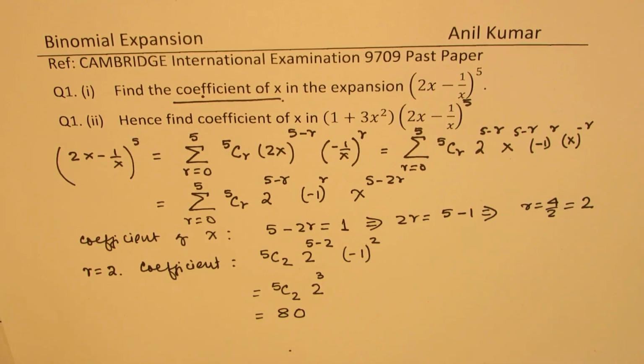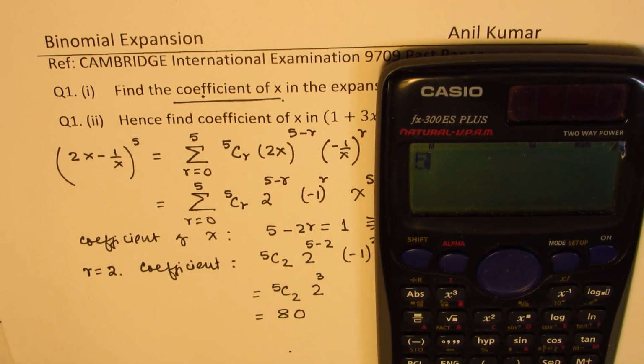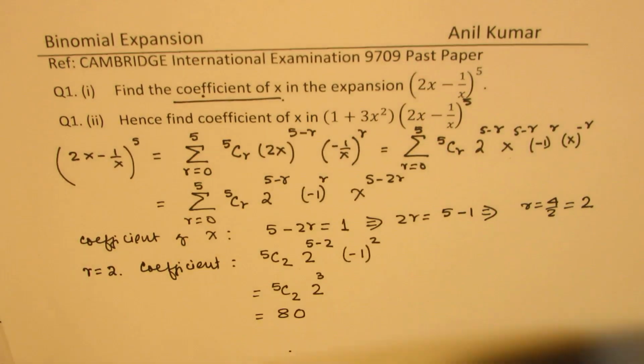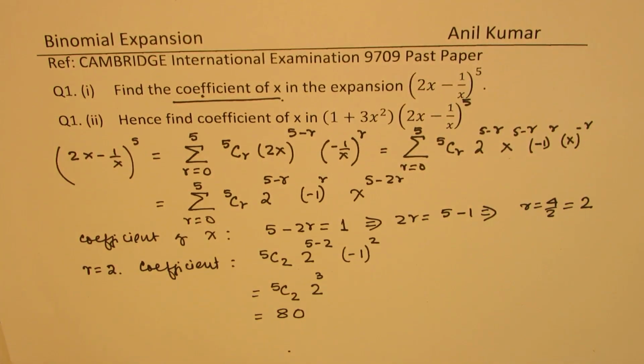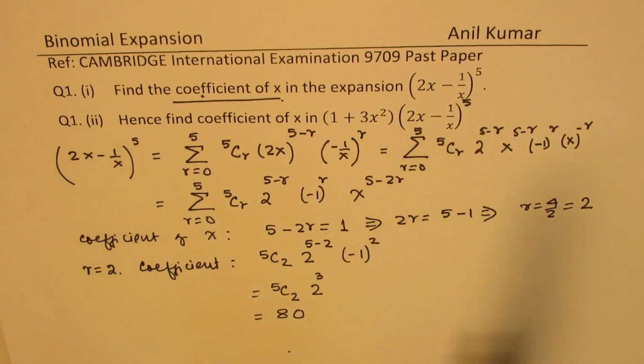Is it okay? Or you could use your calculator and calculate. So we have 5C2 times 2 cube, which is 8, and 8 times 10 is 80, right? So that's how you get your answer. Is that clear to you? So we know that the coefficient of x in this particular term is 80, right? So let's move on now and do part 2 of this question.